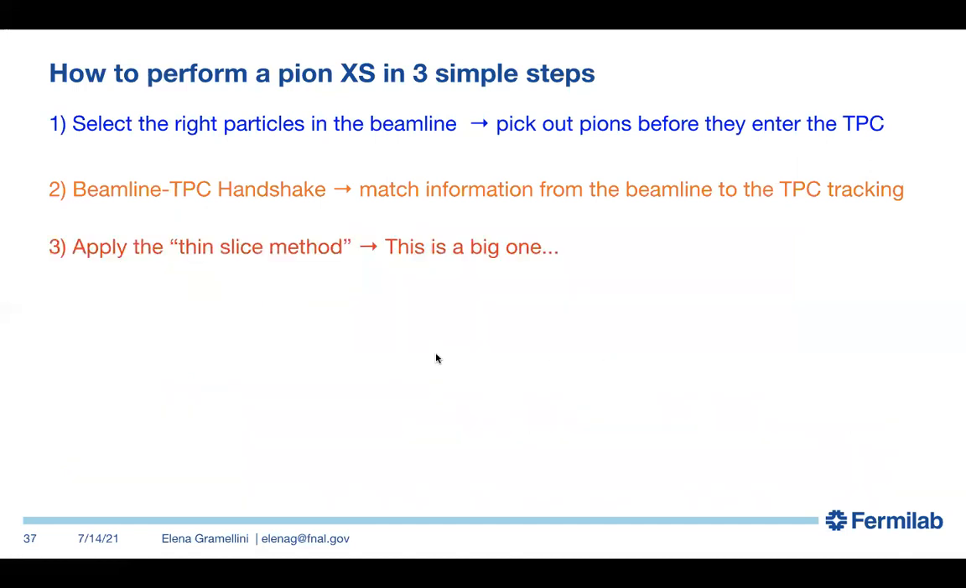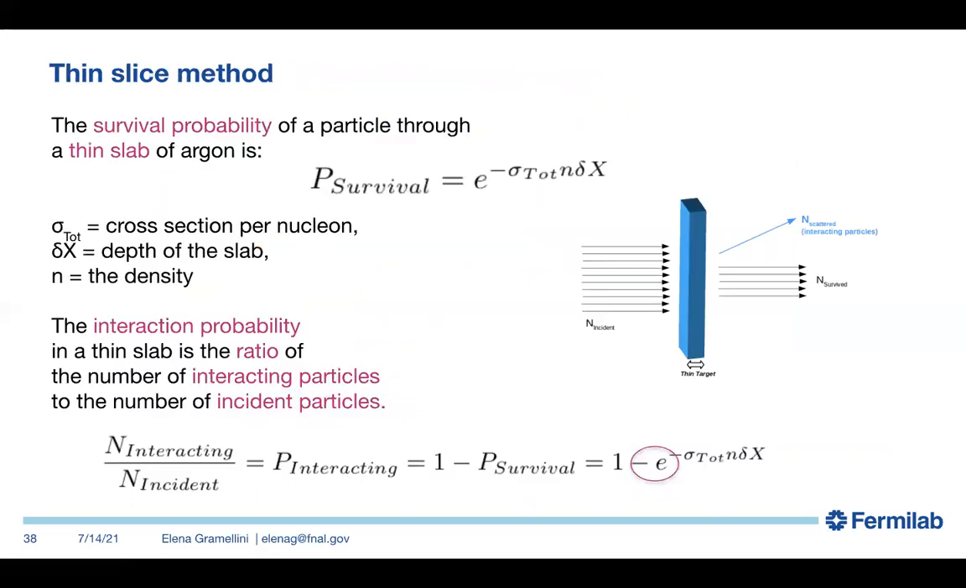So step number 3 is applying the thin slice method, and it's a big one. This is actually a pretty big step, so it needs a slide. The bread and butter of target experiments is thin target experiments.